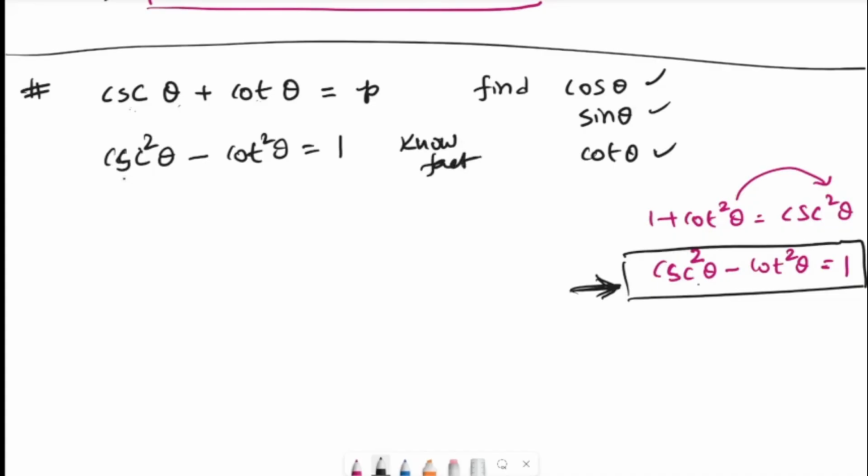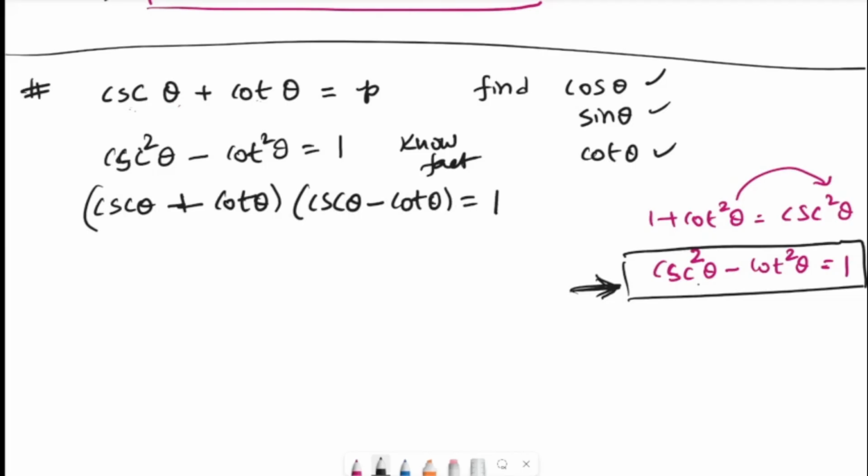Now I'm going to express this, a square minus b square, as a plus b times a minus b. So this is (cosecant theta plus cot theta) times (cosecant theta minus cot theta) equal to 1. A plus b times a minus b. Now I will replace this here.